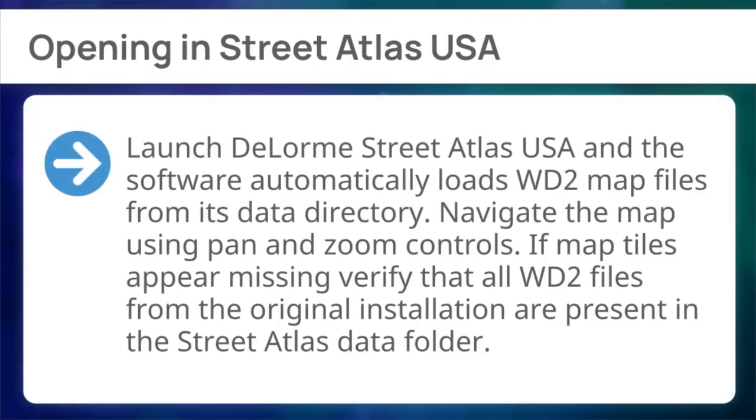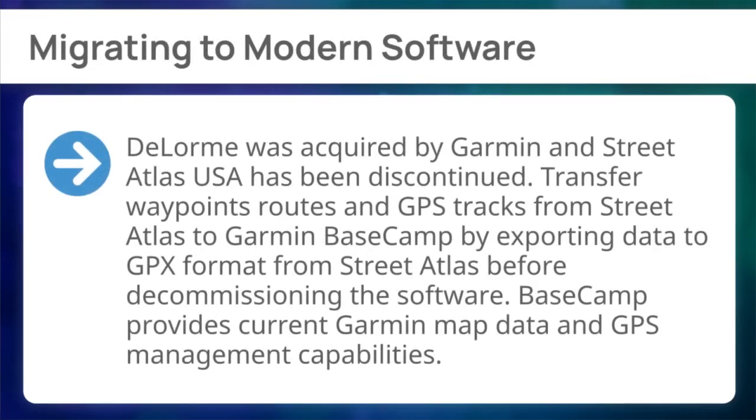Launch DeLorme Street Atlas USA and the software automatically loads WD2 map files from its data directory. Navigate the map using pan and zoom controls. If map tiles appear missing, verify that all WD2 files from the original installation are present in the Street Atlas data folder. Next, migrating to modern software.